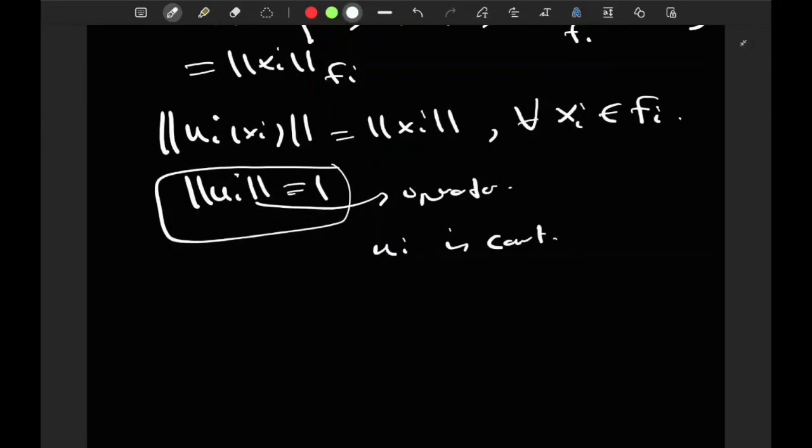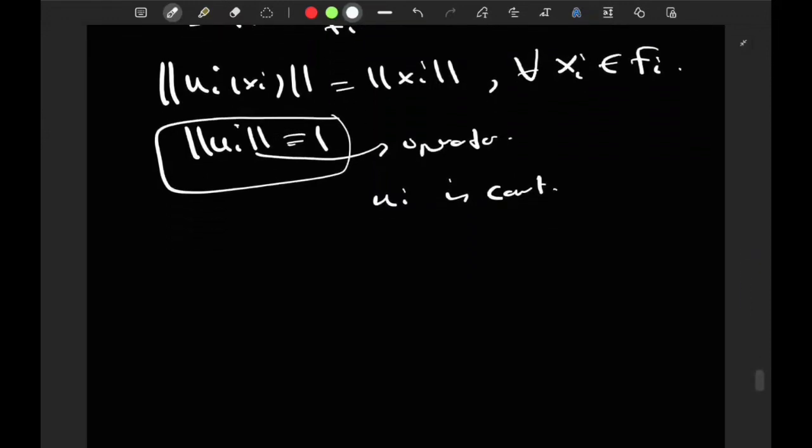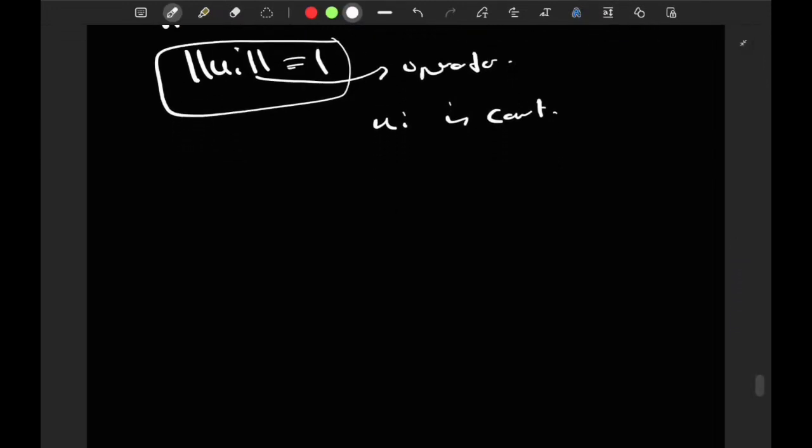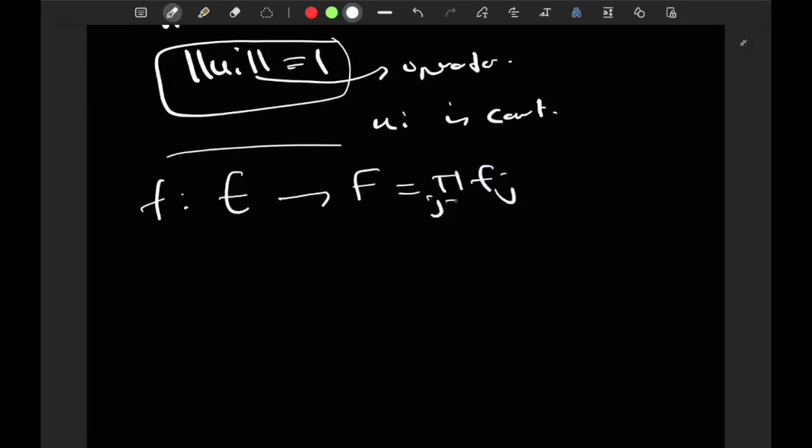Why it's linear is also very easy. I assumed anyway that it's linear before finding its norm. And the importance of the ui being linear, there are many things. Among them, when we wanted to find the derivative, let's recall that f was going from e into the product of the fj's.